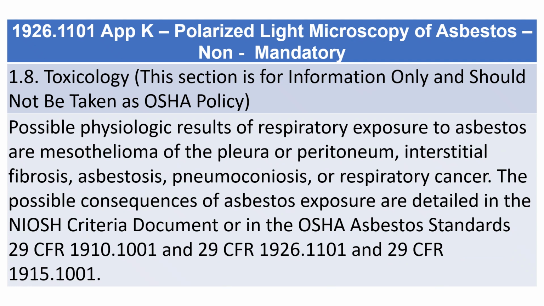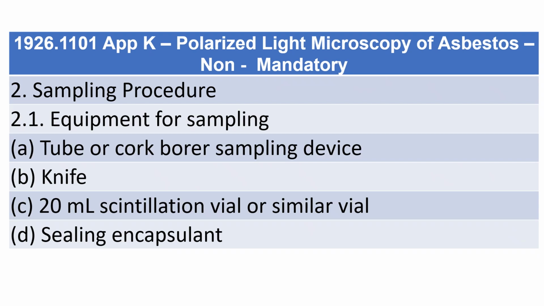1.8. Toxicology. This section is for information only and should not be taken as OSHA policy. Possible physiologic results of respiratory exposure to asbestos are mesothelioma of the pleura or peritoneum, interstitial fibrosis, asbestosis, pneumoconiosis, or respiratory cancer. The possible consequences of asbestos exposure are detailed in the NIOSH criteria document or in the OSHA Asbestos Standards 29 CFR 1910.1001 and 29 CFR 1926.1101 and 29 CFR 1915.1001.